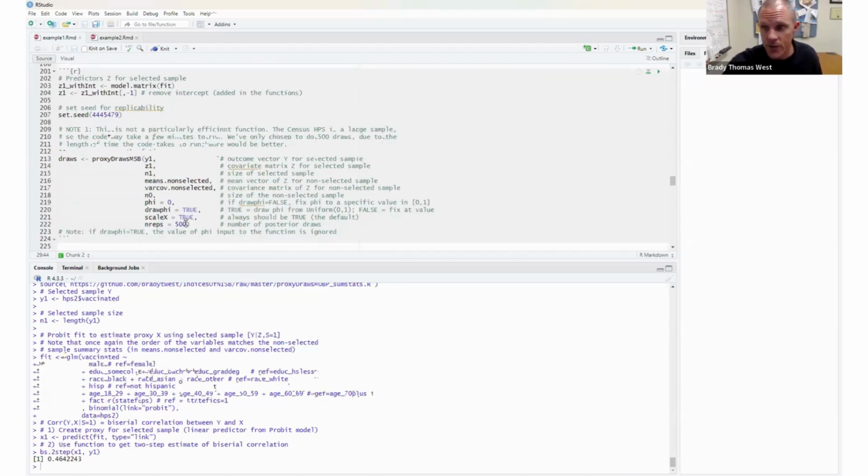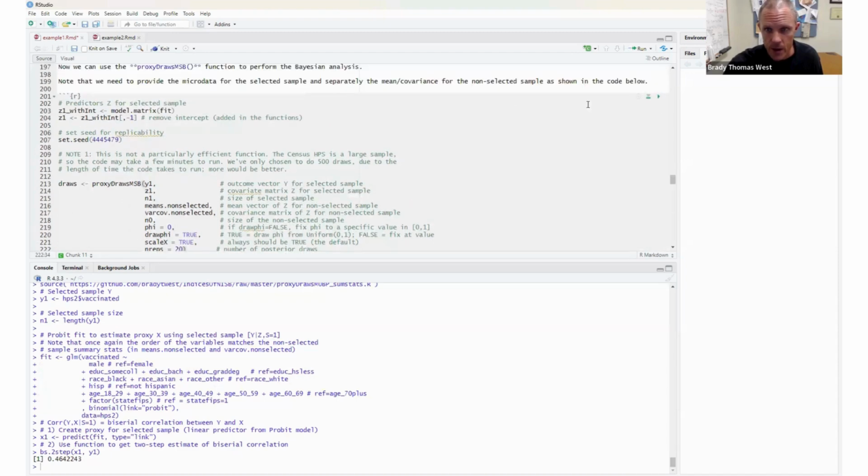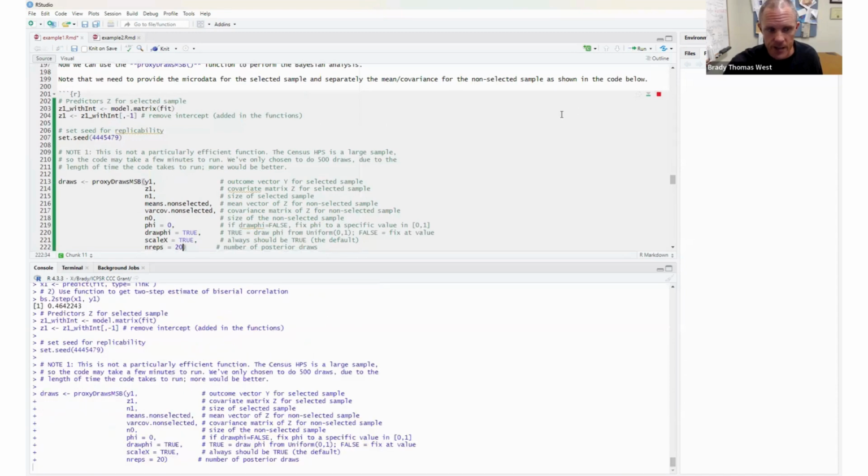For the sake of time, I'm not going to run the full 500 reps, just because this takes a long time with the size of this data set. I'm going to change the number of reps here on the fly to be 20. So we're only taking 20 draws of this particular estimate, just to give you a sense of what this is going to look like. And again, I'm using information from that probit model fit as input to this overall Bayesian analysis function. Okay, so I'm going to go ahead and run this. It's going to take a second.